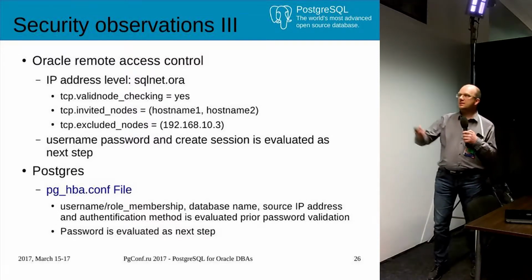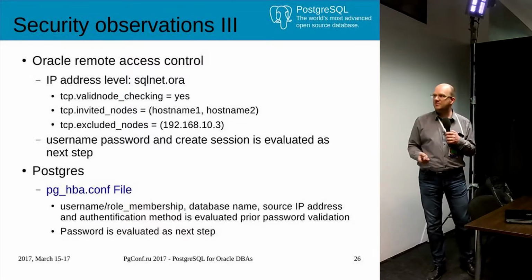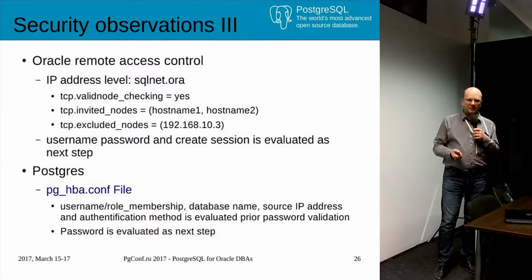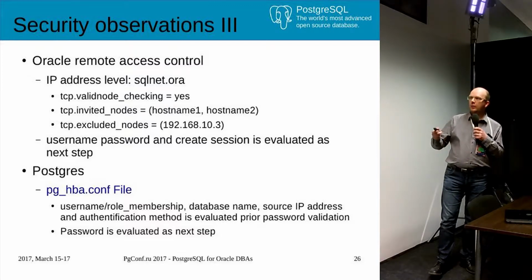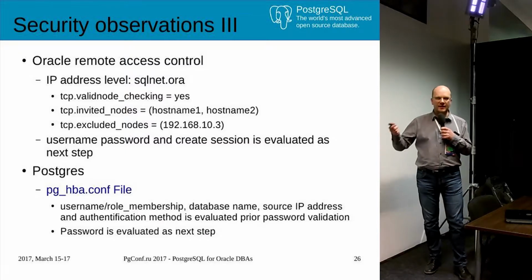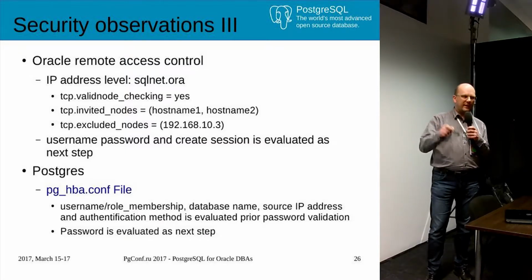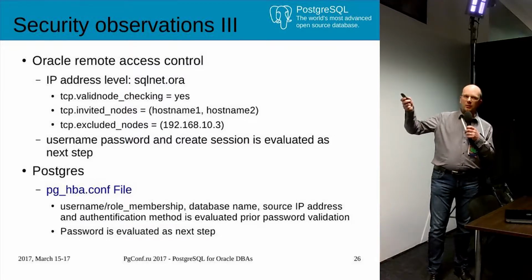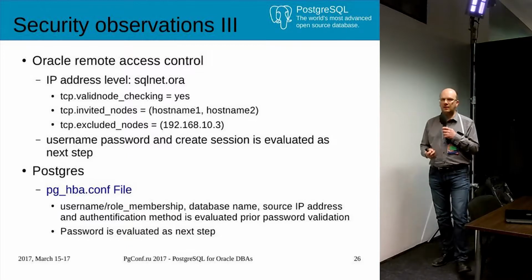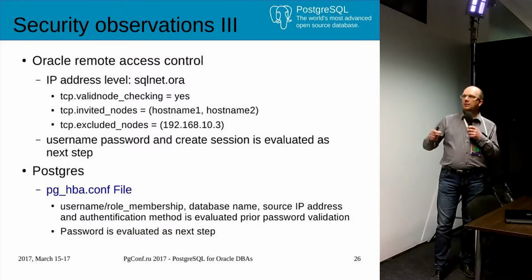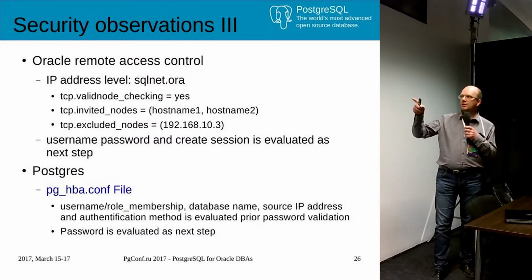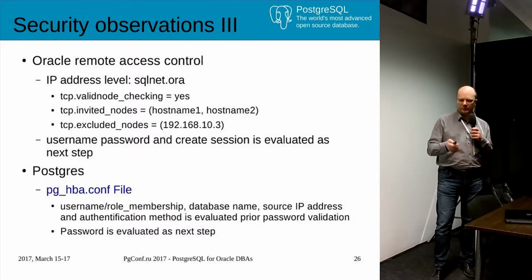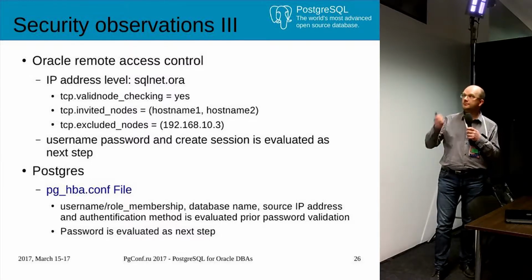For Oracle remote access, the SQLNet file, as I have mentioned, Postgres has the pg_hba.conf file. The difference is that Postgres evaluates the username, the source IP address, and the database name before it tries to connect to a database and validate the password, whereas within Oracle only the invited or excluded nodes are evaluated before, and as a part of session establishment the password and the user itself are evaluated at the Oracle level.